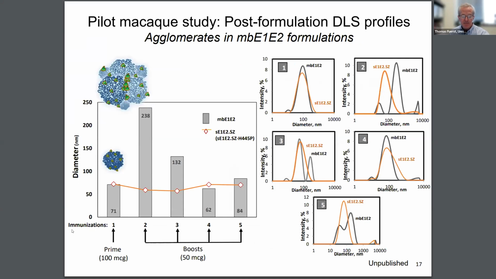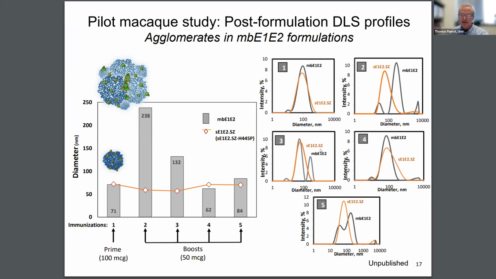For the macaque study, we primed the macaques, about 3 per group, with 100 micrograms of E1E2 and boosted 4 times with 50 micrograms over the course of the study. Prior to injection, each formulation was checked by DLS.